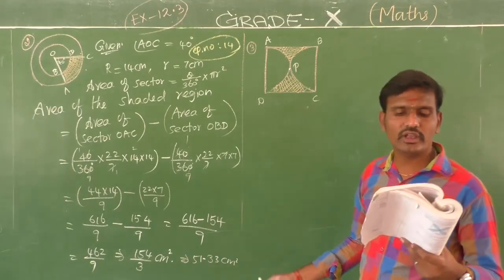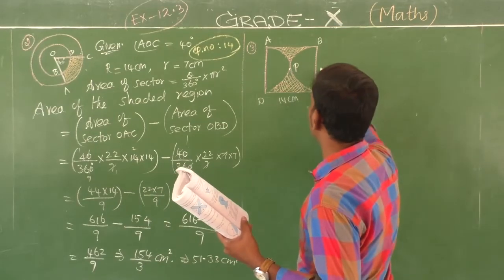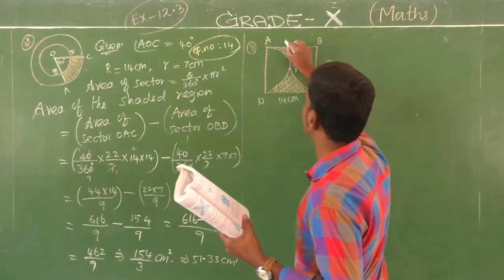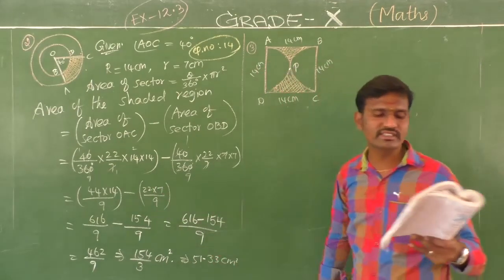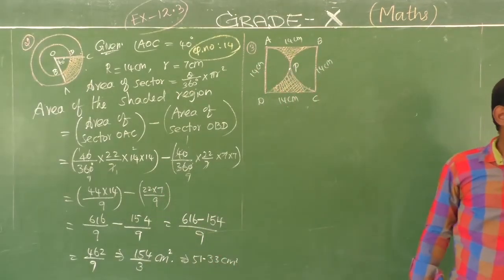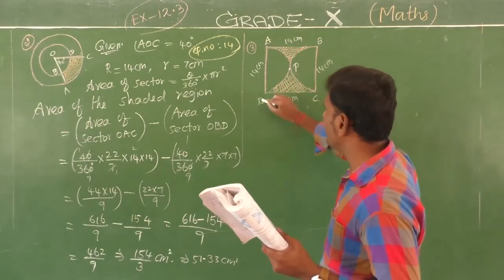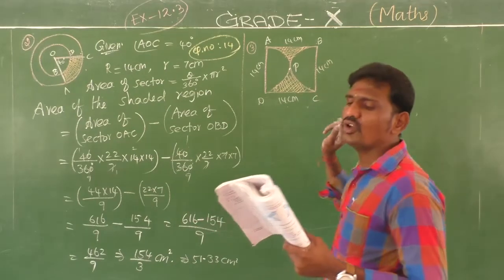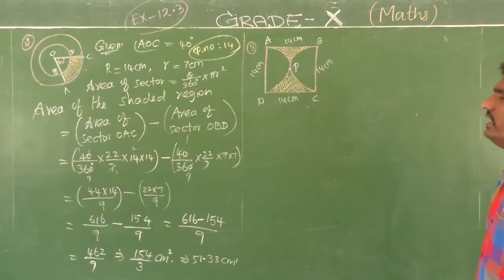Now the square ABCD with the side 14 centimeter. Do you know that all the sides are equal in a square? So 14 centimeter is for all the 4 sides. And APD, see, this is one semicircle APD and BPC. So these two are semicircles. Yes, student.